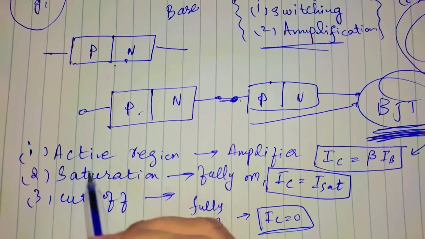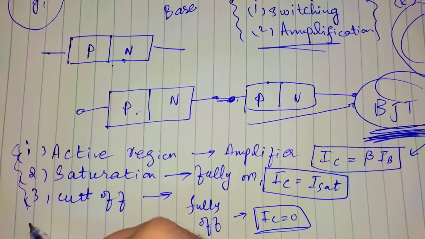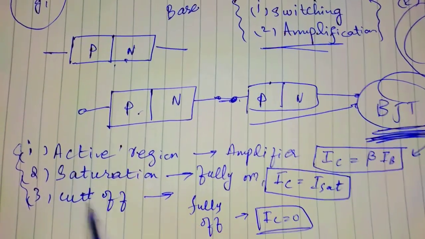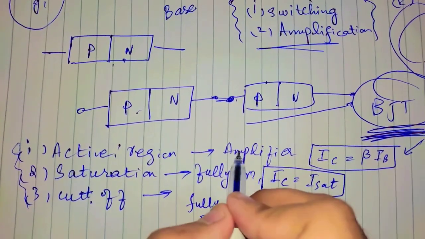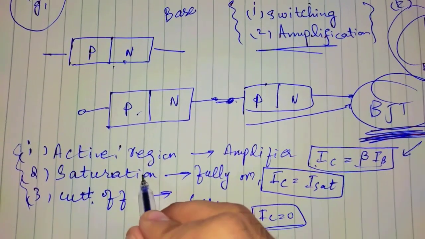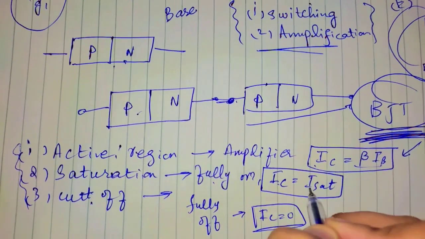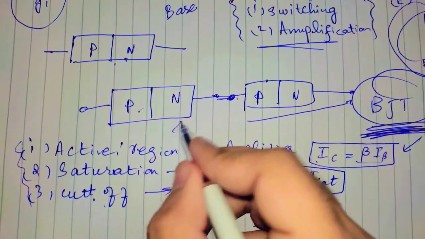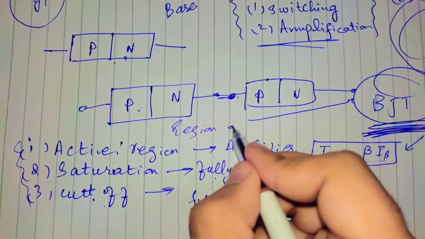So these are the three regions in which the bipolar junction transistor works. The first one is the active region, then saturation, and the cutoff. In the active region, the transistor operates as an amplifier, and IC equals beta IB. In saturation, fully on, IC equals ISAT, and in cutoff region, fully off, IC equals 0. So these are the regions of operation.